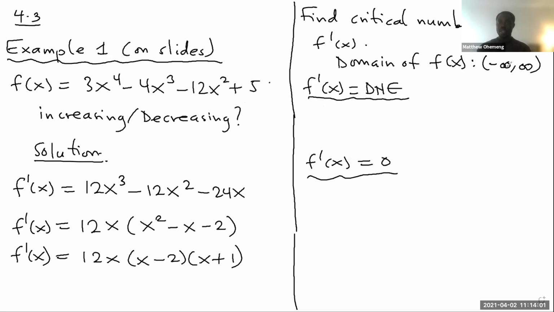Well, as you can see, the domain is all real numbers, and for f prime too, its domain is all real numbers. So there's no such x which will make f prime DNE. That means this first condition will give us no critical points. Now let's move on to the second condition.